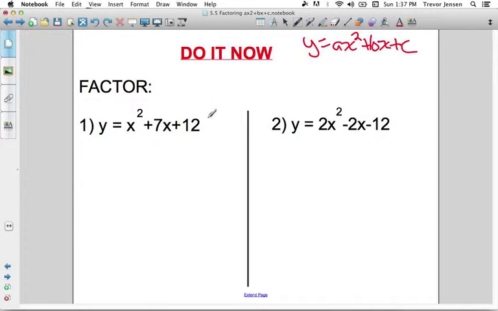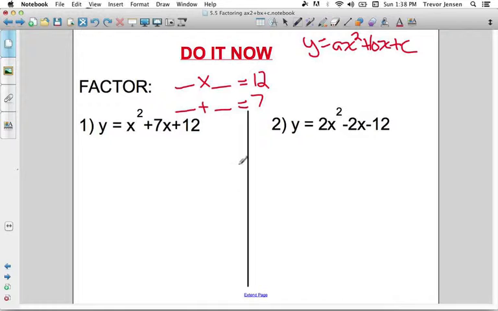All you have to do is find two numbers with a product of your c value, so a product of 12. Two numbers you multiply to give 12. Also, these two numbers need to add to give you your b value. And there's the b value. So they need to add to give you 7. So we need to figure out what two numbers multiply to give 12 and add to give 7.